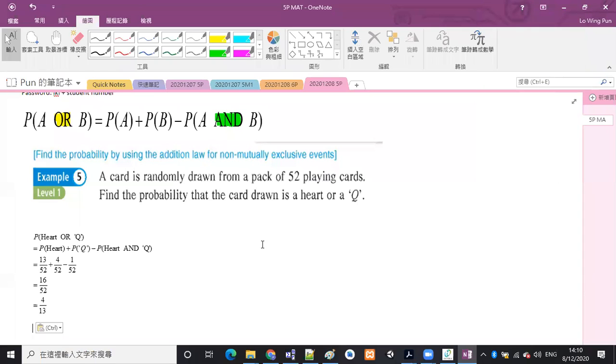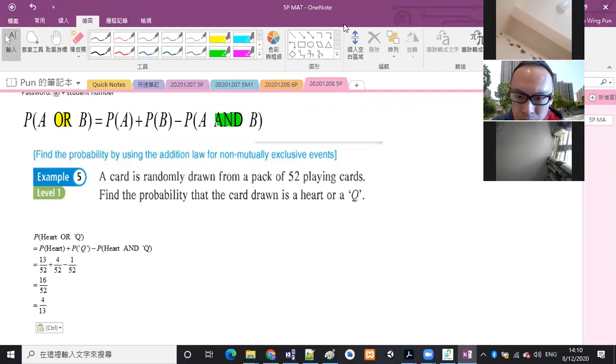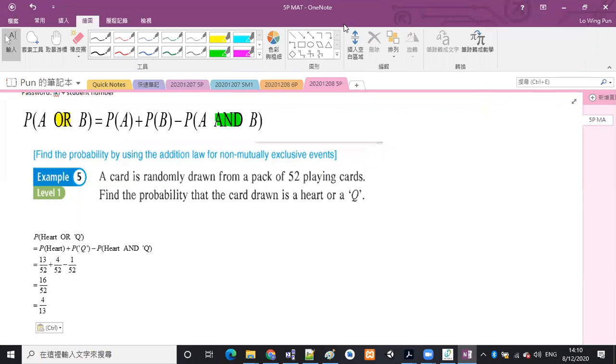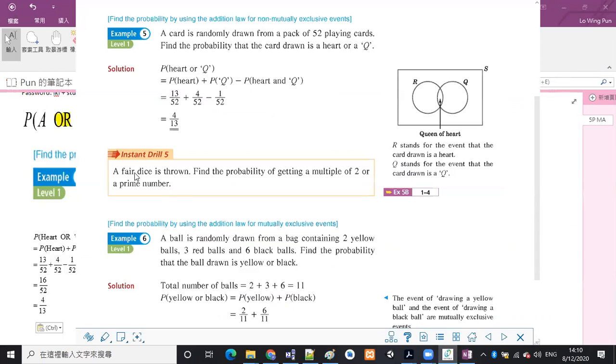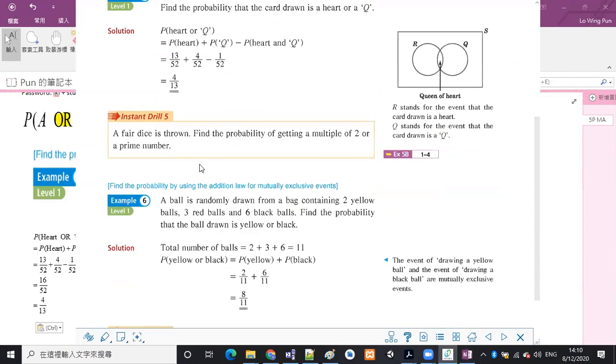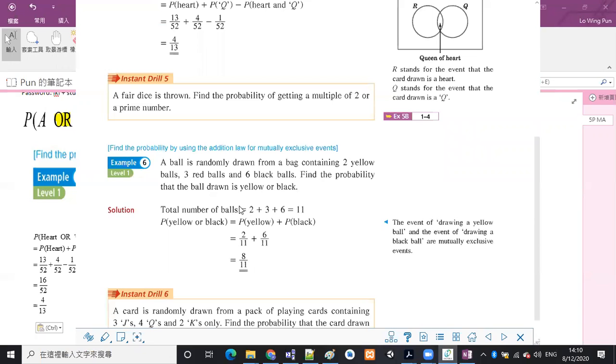Okay, good. If you do not understand, please raise your hand. If you do not understand any step, please raise your hand. Okay, good. 呢度就俾第一條你試一試先。Let's do the instant drill number 5 now. Instant drill number 5. Please remember to submit to the MATApp web system. I give you just 2 minutes to do instant drill number 5. 慢慢諗清楚，數清楚啲 case。Okay, 2 minutes.